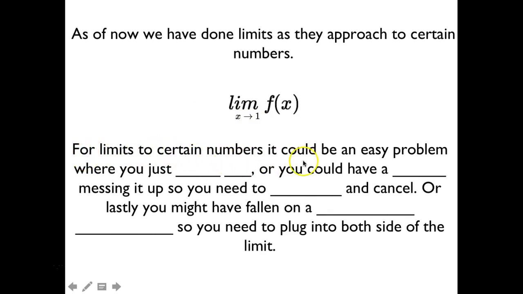For limits to a certain number, it could be an easy problem where you just plug it in, right? If there's no discontinuities, you just plug it in, you get an answer. Or you could have a hole, messing it up so you need to factor and cancel. And remember, factoring and canceling cancels out the removable discontinuity, the hole. Or lastly, you might have fallen on a vertical asymptote, so you need to plug into both sides to find the limit. Yes? Remember, on that, your answer will either be infinity, negative infinity, or does not exist.